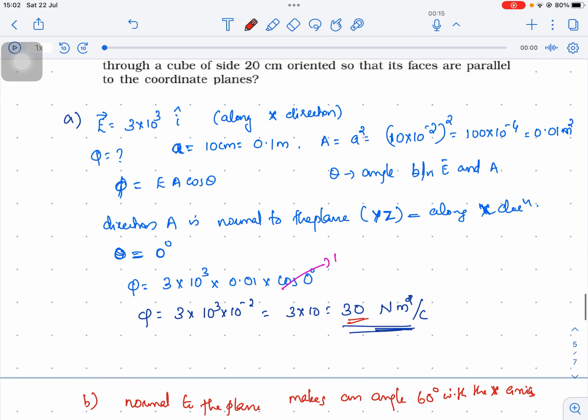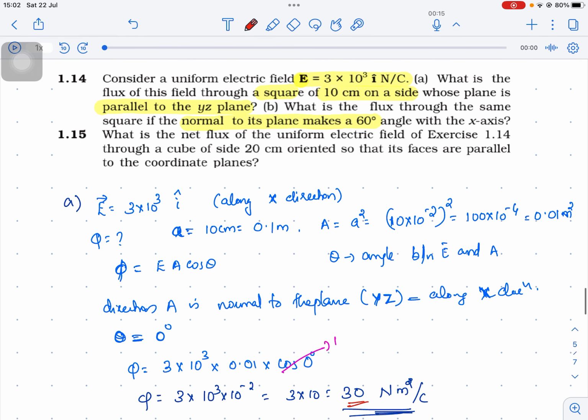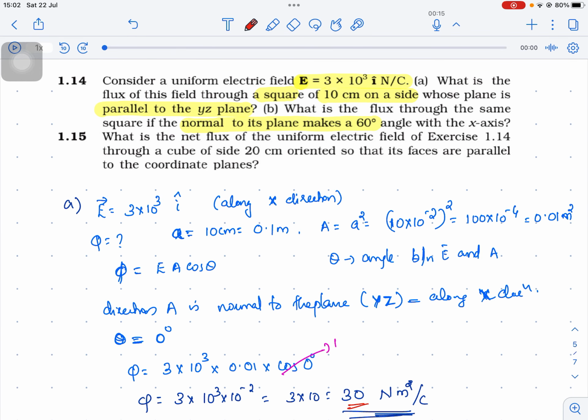So this is our question number 114. Now we have question number 115. I have put this along with question number 114 because it asks: what is the net flux of the uniform electric field of exercise 114 through a cube of side 20 centimeter oriented so that its faces are parallel to the coordinate planes?